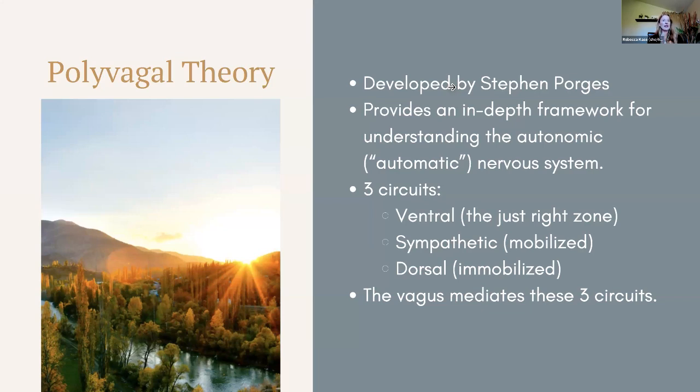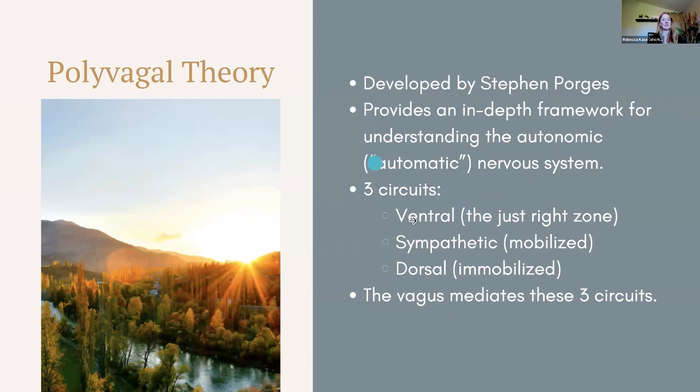So polyvagal theory, he named it poly because the theory has multiple hypotheses and it talks about multiple nerves that make up the vagus nerve essentially. The vagus nerve is the second longest nerve in your body. It's not the longest. Your sciatic nerve is actually the longest nerve in your body. And it has a lot of nerve endings, and it's actually a bundle of multiple nerves. So it's not just one nerve, it's a bundle of nerves. And the vagus nerve mediates the responses of the three circuits of your autonomic nervous system.